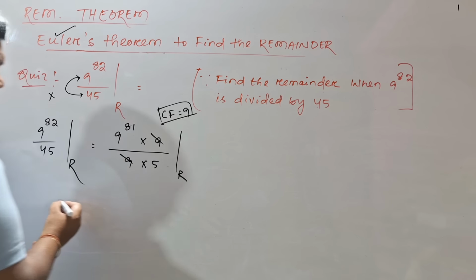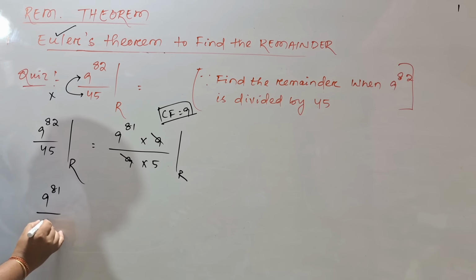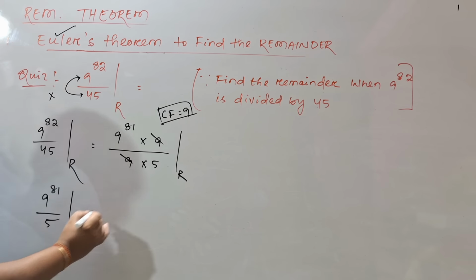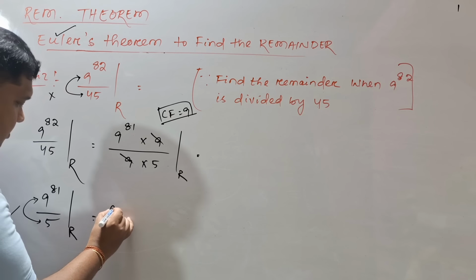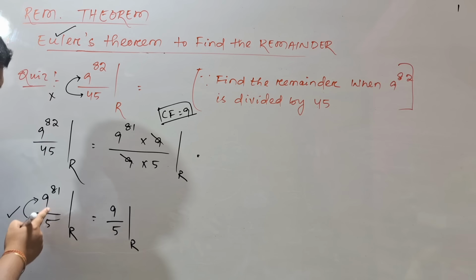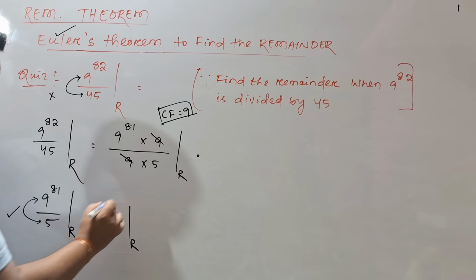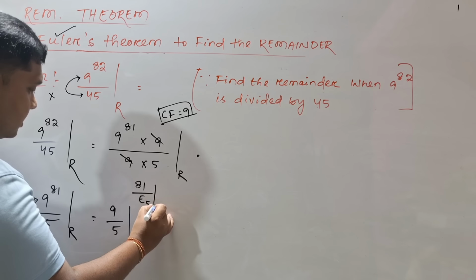Now the question is what? 9 to the power 81 when it is divided by 5. I am going to find the remainder here. Now you check: can you apply Euler's theorem? Yes, 9 and 5 are co-prime. So now if I apply Euler's theorem, 9 when it is divided by 5, find the remainder, and 81 when it is divided by Euler's number of 5, find the remainder.